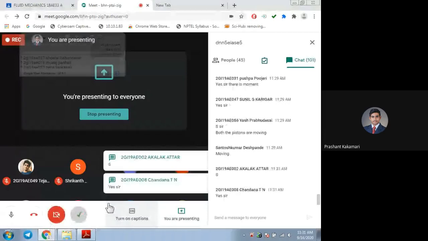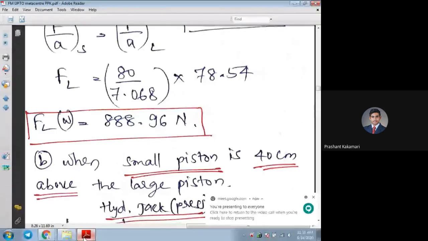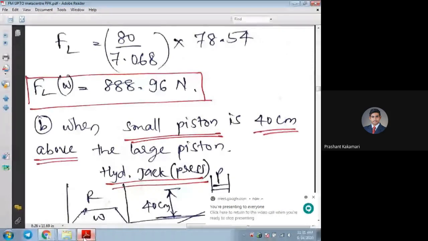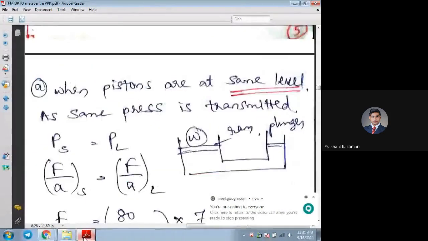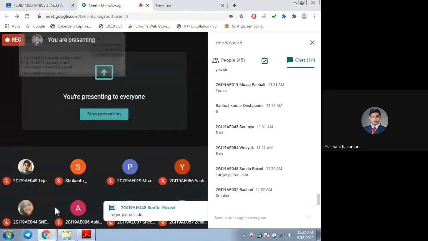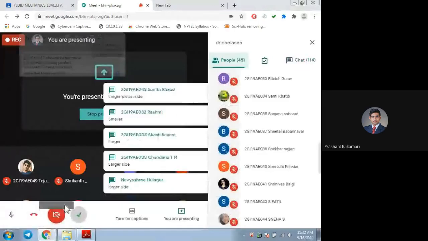Okay, the next condition is the movement of the piston. Now, to make the movement of the piston with a given distance, how much load should be applied? What is the condition? When the small piston is 40 centimeter above. Now tell me, to make the small piston 40 centimeter above with respect to the larger piston, on which side should the load be more? On the larger piston or on the smaller piston? Not the load or force, it should be pressure. On which side should the pressure be more? Left side or right side? Okay, larger piston or smaller piston, we'll see.